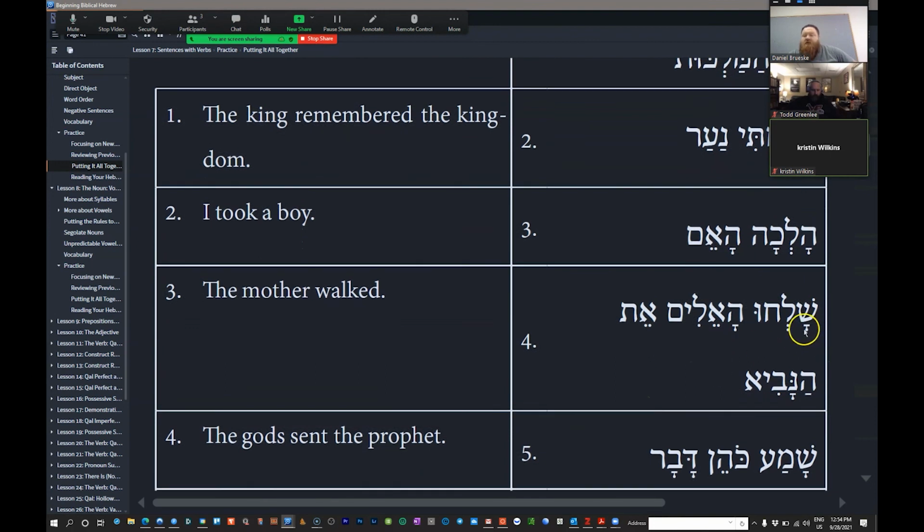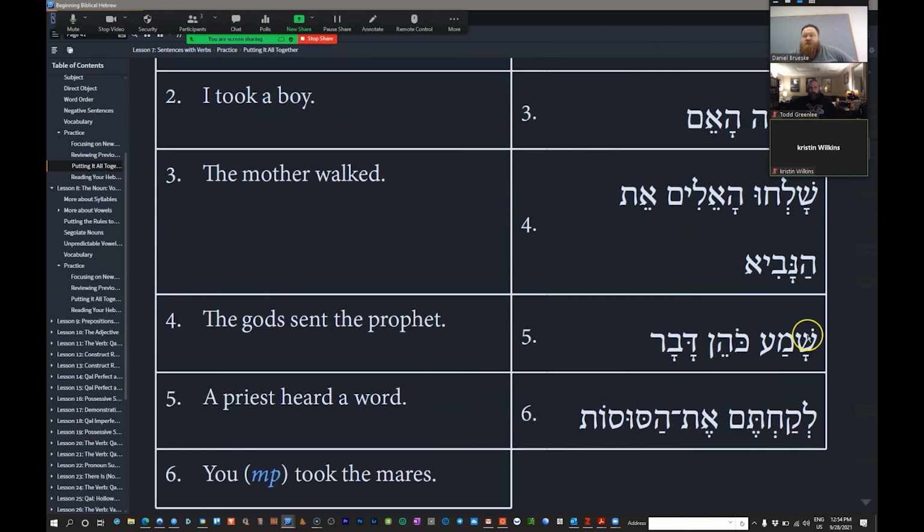Number 4, we've got shalchu. So this is going to be 3CP. Our first noun is masculine plural, so that would agree. Our second noun is masculine singular, so that would not agree with the verb. Plus we've got et, indicating that it's direct object. So our translation would be, the gods sent the prophet.